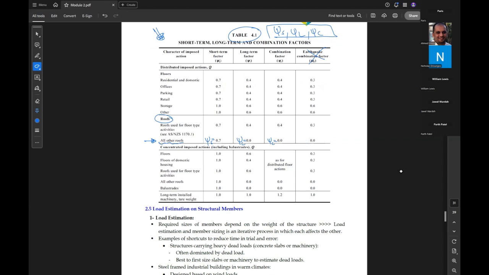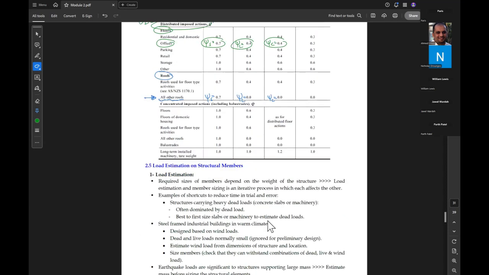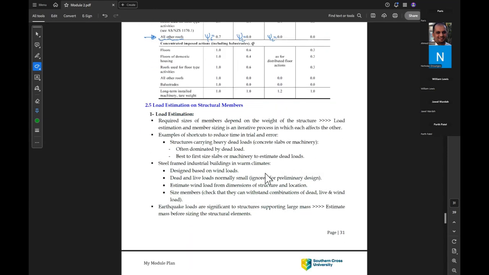Another example, if we have a roof floor. Again, we are focusing on the UDL only. So for a floor, like an office floor, we have psi s equal to 0.7, psi l 0.4, psi c 0.4. Okay. So these are some examples of the load combinations we have in the steel design.